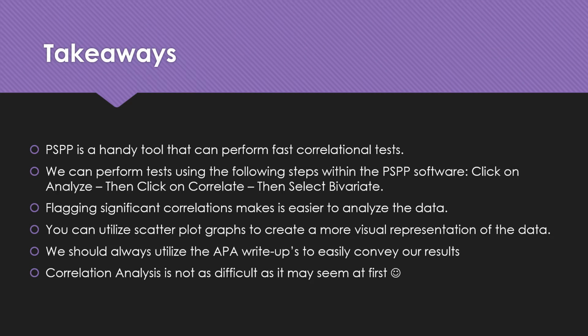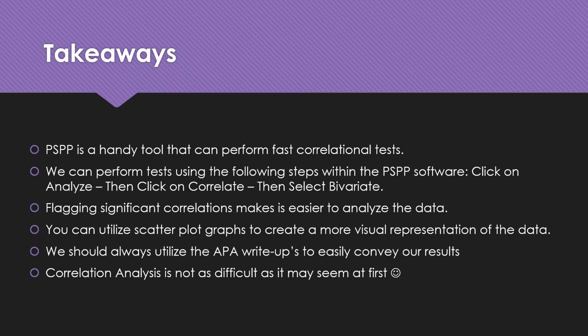So, moving right along to takeaways. PSPP is a handy tool that can perform fast correlational tests. We can perform tests using the following steps within the PSPP software. Click on Analyze, then click on Correlate, then select Bivariate.